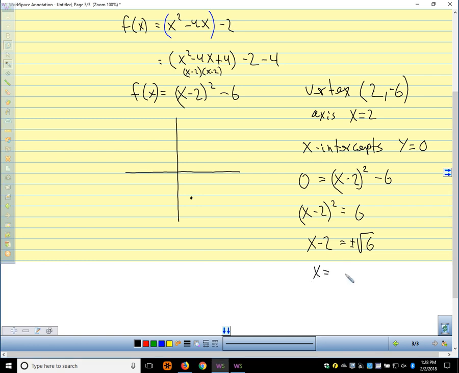And we get x equals 2 plus or minus the square root of 6. So we'll sketch a rough graph. About how big is the square root of 6? 2.7. It's bigger than 2, because 2 squared is 4. Smaller than 3, because 3 squared is 9. So somewhere between 2 and 3. So 2 plus 2.7 is about 4, and 2 minus 2.7 is a little less than 0. So there would be a decent sketch of that parabola.